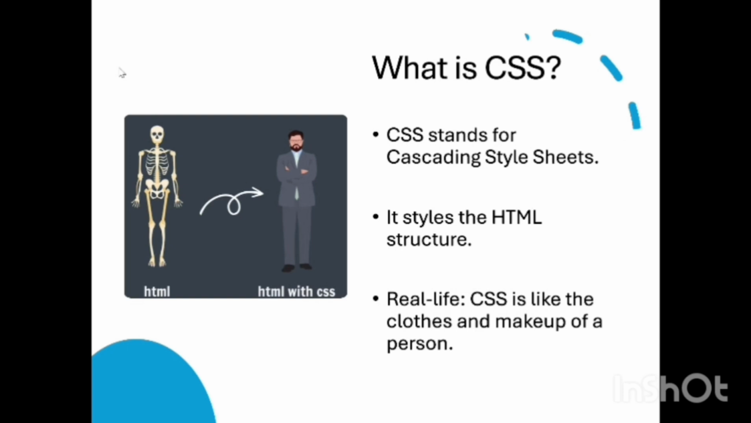Cascading Style Sheets is used to style the HTML content. Think of HTML as the skeleton and CSS as the outfit and makeup. It brings your web page to life visually. Without CSS, every website would look like black text on a white background. We use CSS to change the colors, fonts, and layouts, even animations.